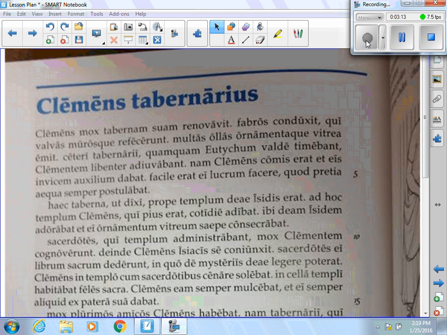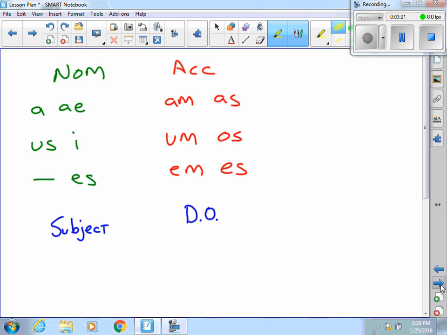So when I'm looking at this next sentence, fabros, well, that looks a lot like this -os, doesn't it? That means that it's going to be my direct object.